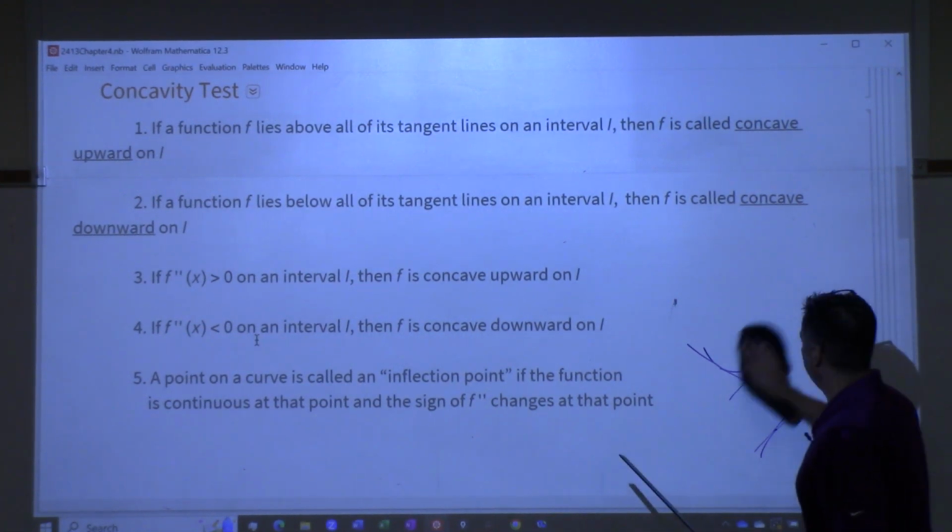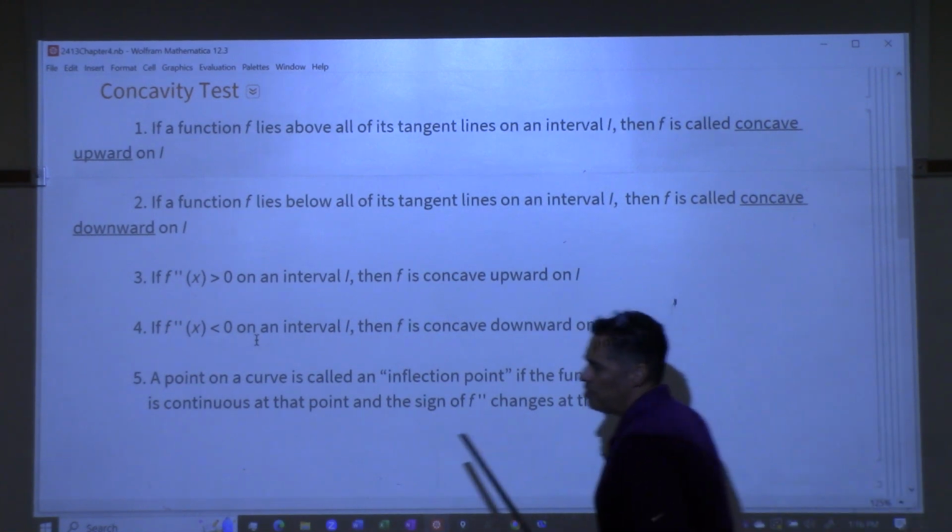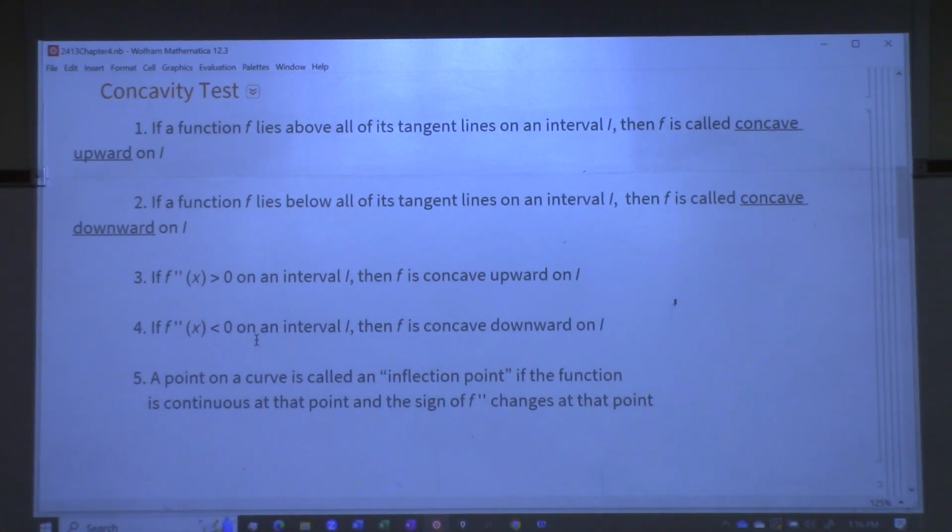All right, let's do, I want to do a more involved problem than we did last class. Something like 5x to the 2/3 minus 2x to the 5/3. Yeah, let's do that one.